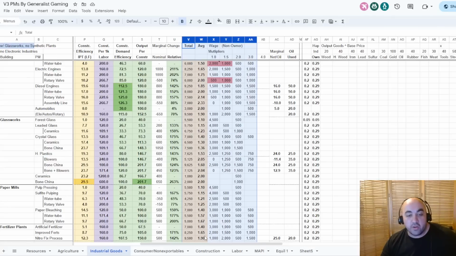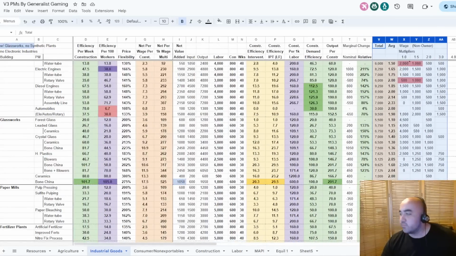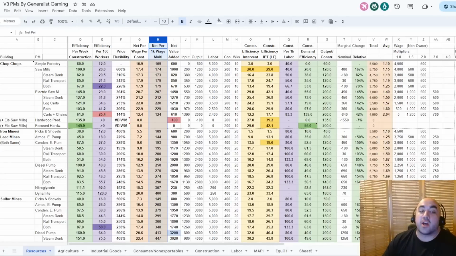And so this is kind of the new addition we have to the overall spreadsheet. Alright, so now let's talk about specific changes to PMs or additions of PMs that occurred in 1.7.